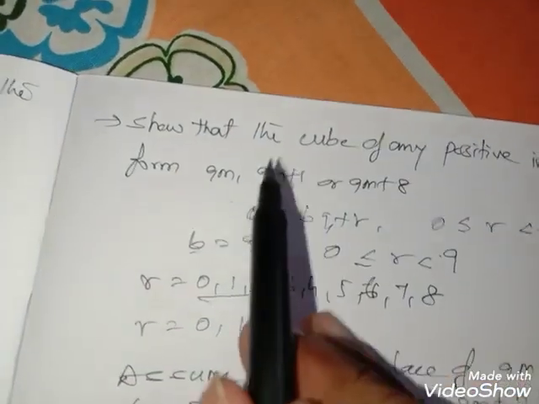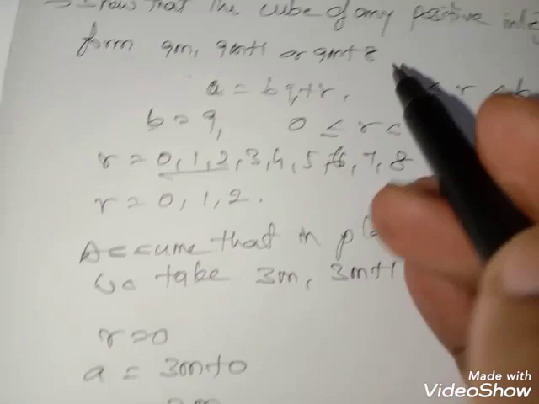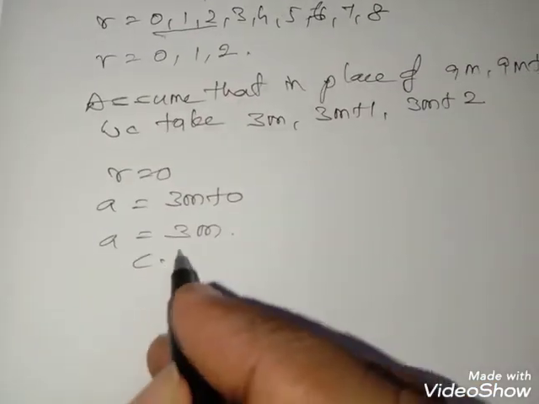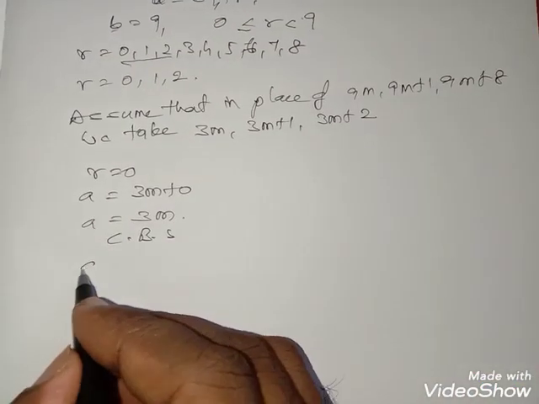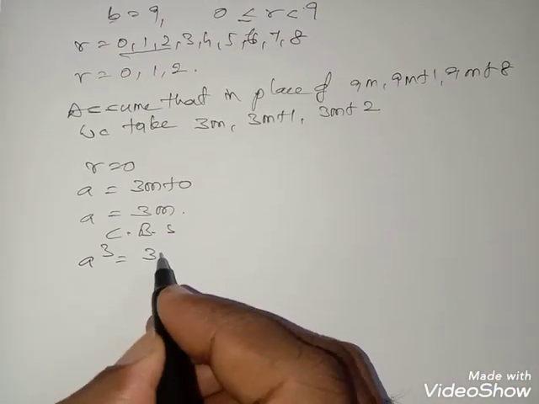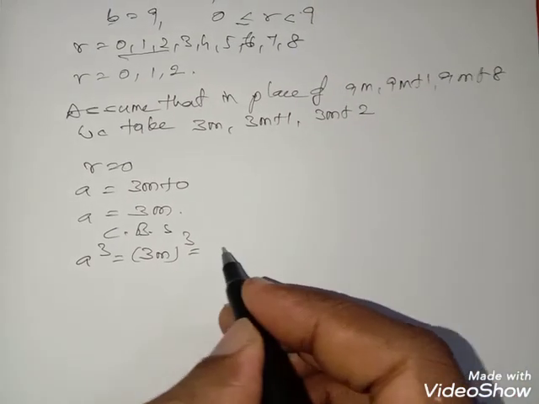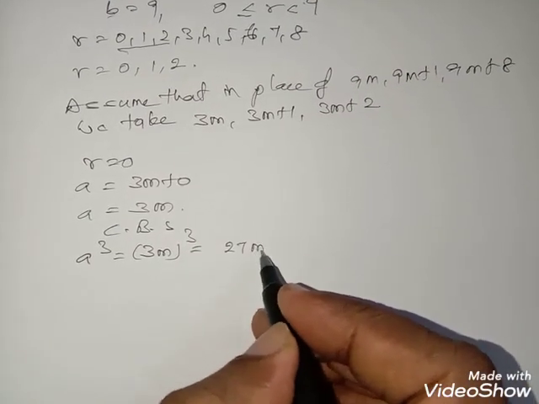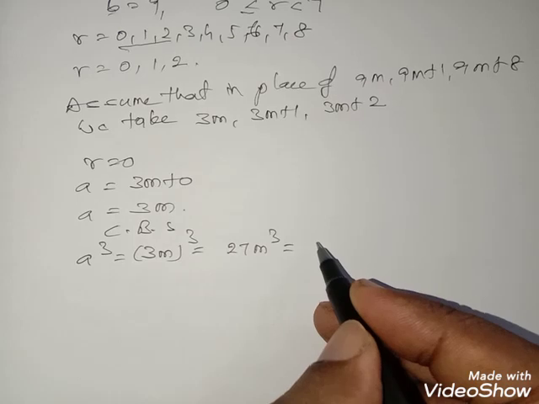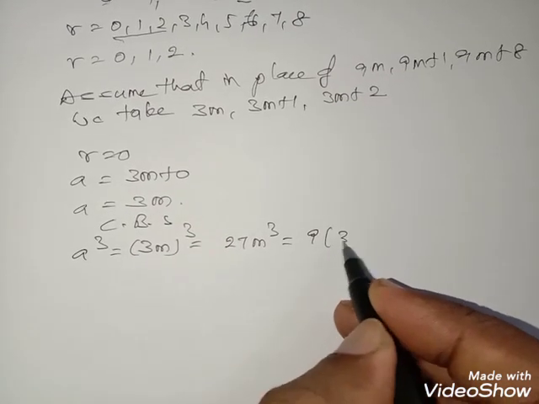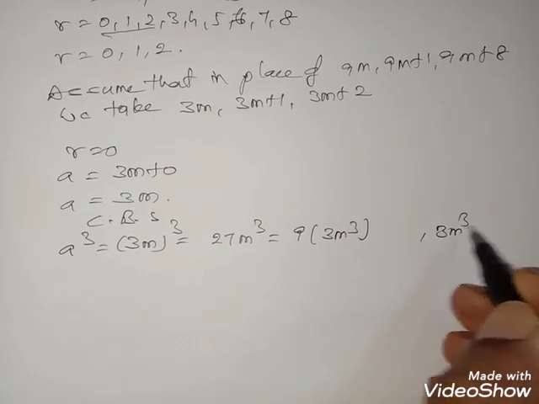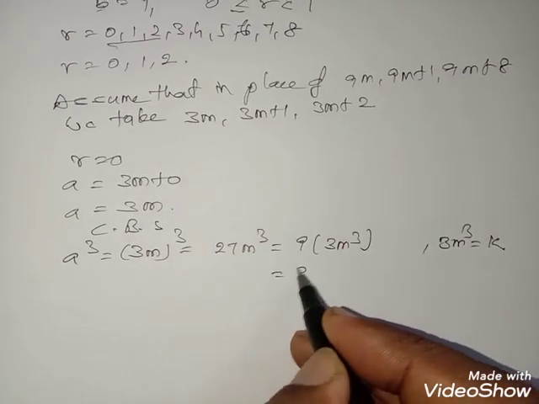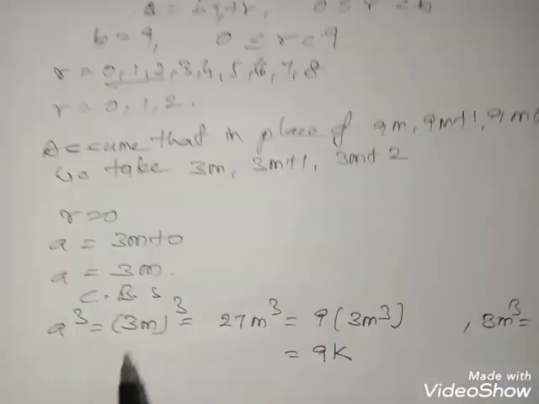So what they asked is the cube of any positive integer, so I can write this as cubing on both sides. Now if I do cubing on both sides, we will get a cube is equal to 3m whole cube. So this implies I can write this as 27m cube. This 27 I can write as 9 into 3m cube. Now if I assume this 3m cube as some k, we can write this as 9k, which is the first one, right? So it satisfies the equation.